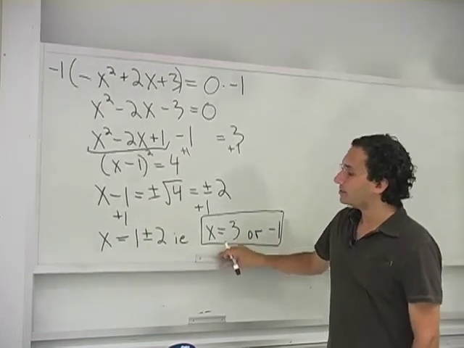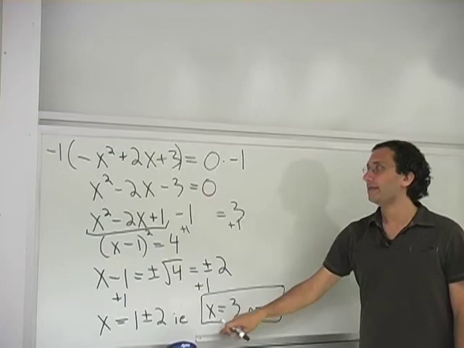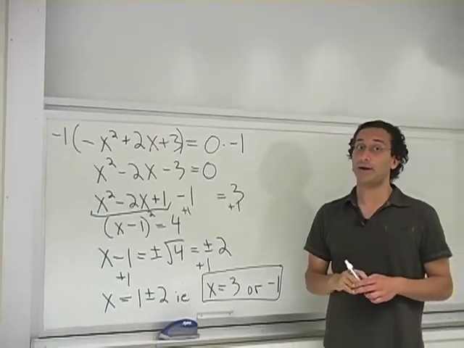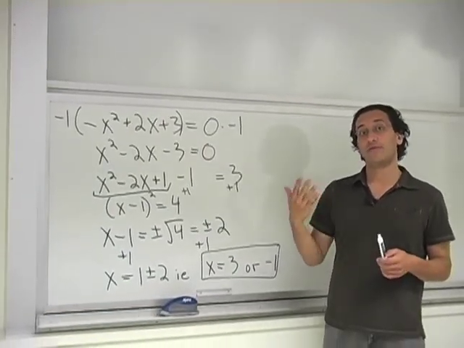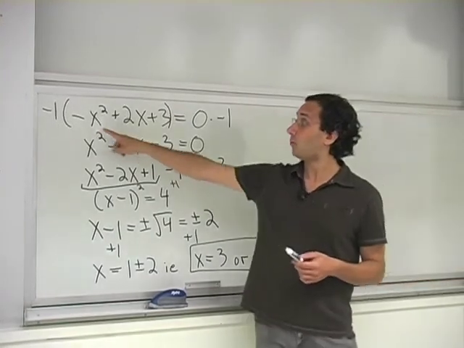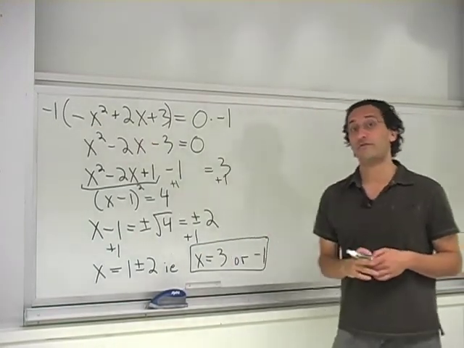So the important point to remember is that when using completing the square, the formula that we developed worked only when we had a leading coefficient of 1.